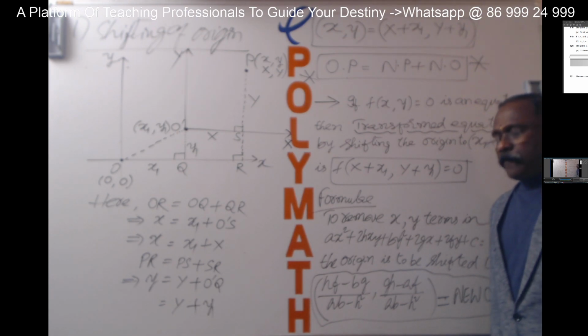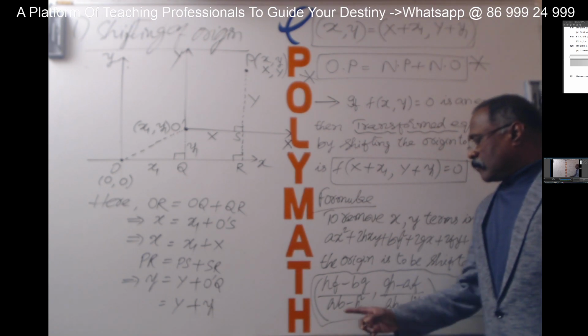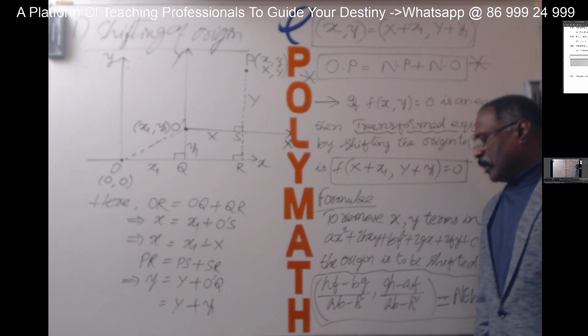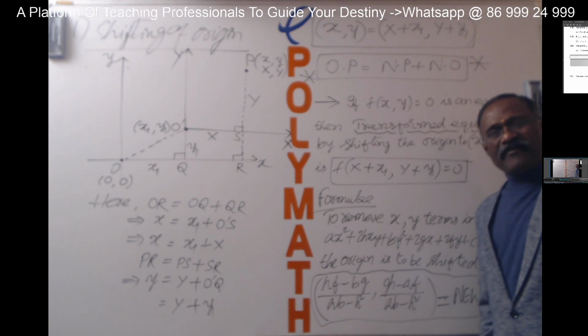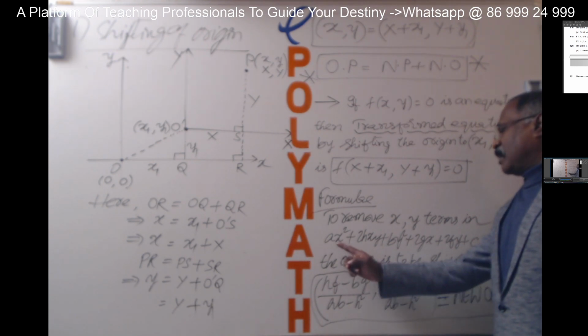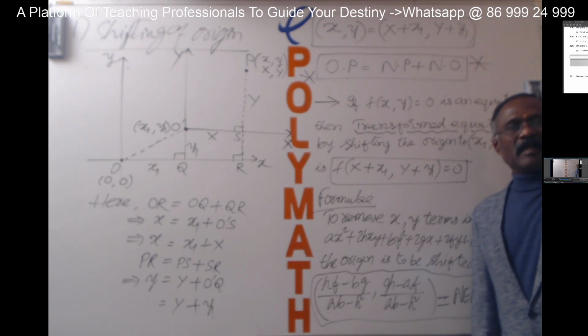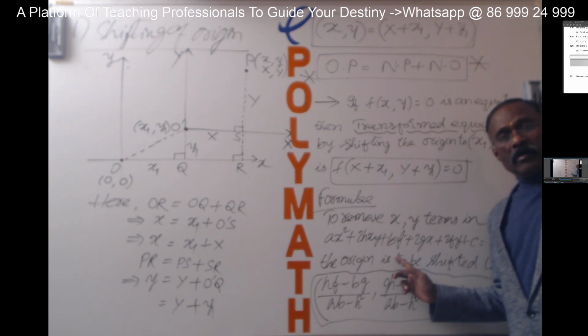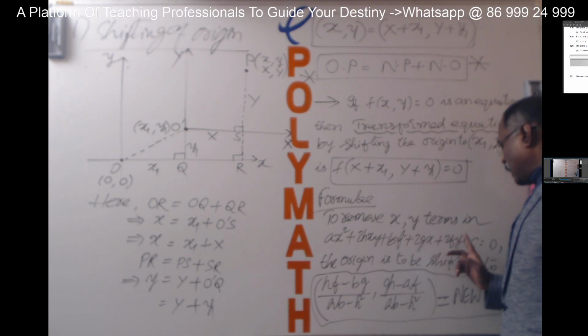Sometimes A and B will not be there. When A and B are not there, this will be simplified. A and B are not there means A becomes 0, B becomes 0. Understand that? A becomes 0, B becomes 0. Thereby only the xy term, x term, and y term will be there.